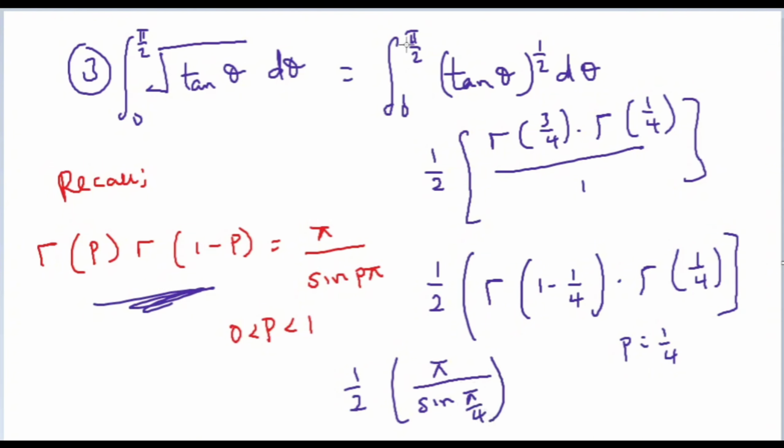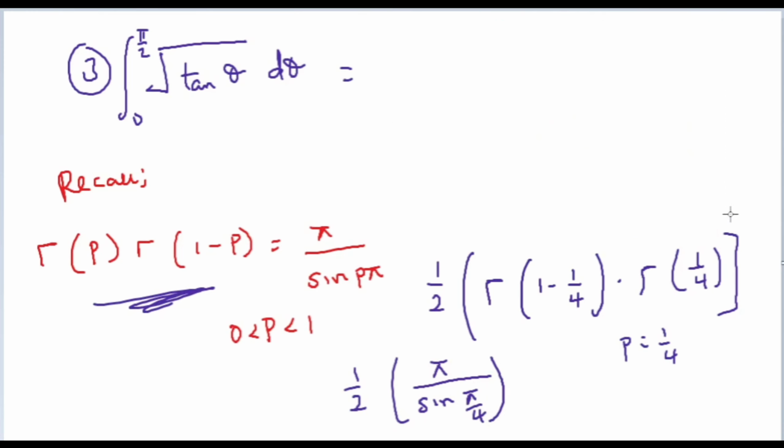So in a nutshell, the answer to this particular question is pi over 2 sine pi over 4.